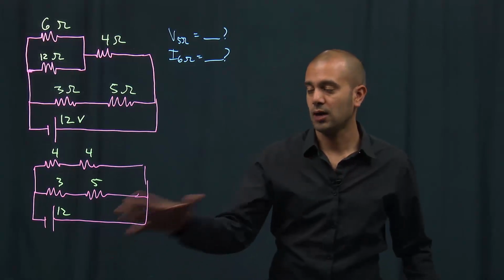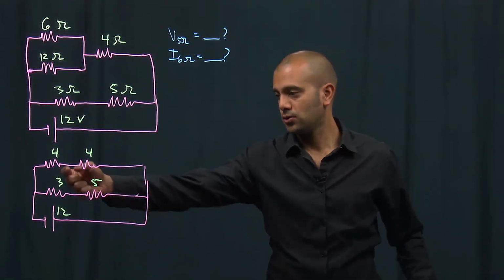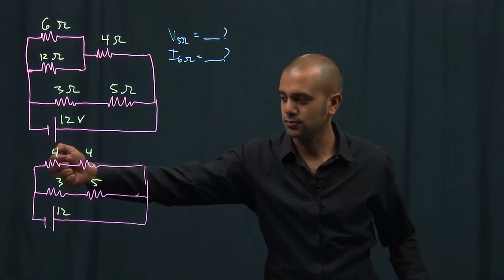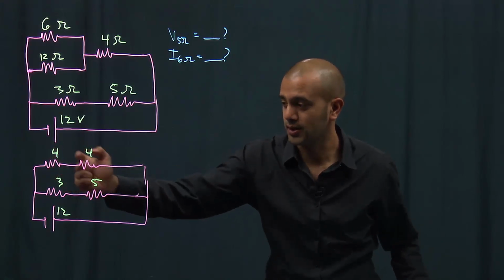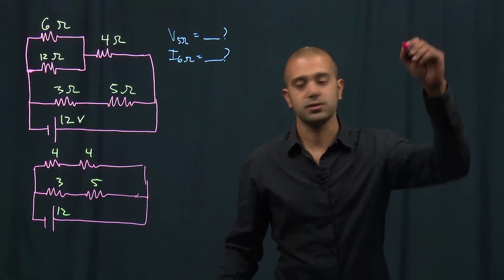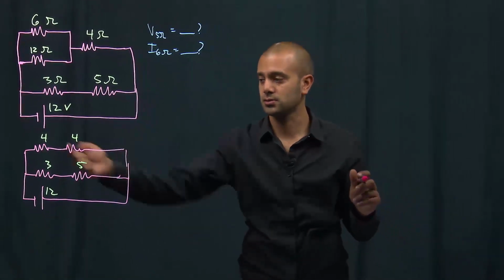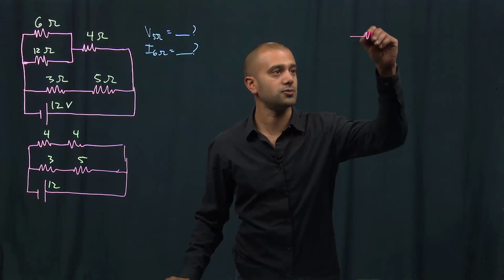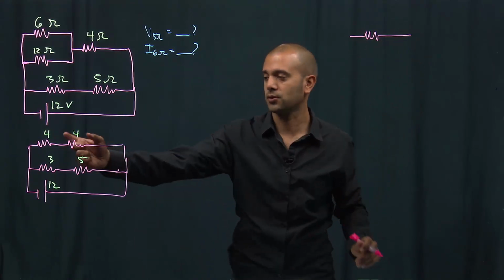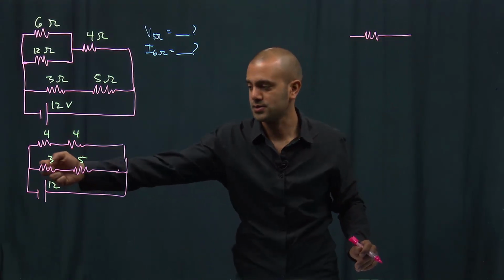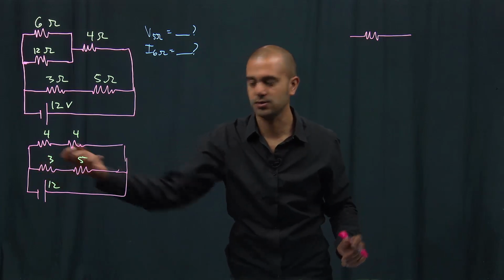Starting from here, we can draw a couple more equivalent circuits. So in the top branch here, we have 2 resistors that are connected in series because they're connected end to end. And if we combine those, when they're in series, it's very simple. Just add up the resistances. So 4 plus 4 is 8. So for the top branch, we can write that as a single resistor of equivalent resistance 8 ohms. And then same thing for the middle branch. They're also in series, and they add up to 8 ohms.